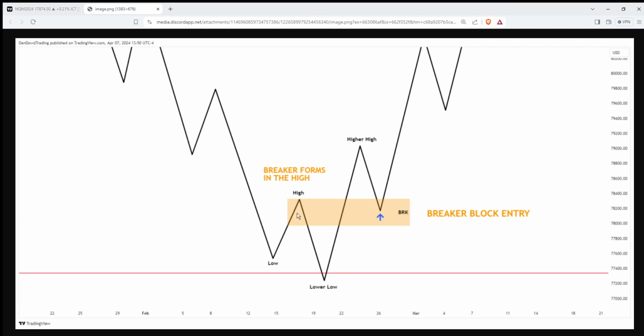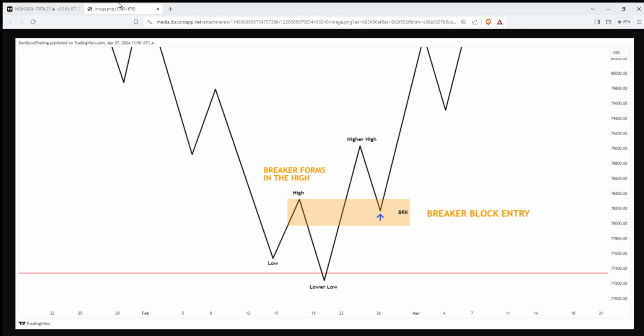In the price leg where price makes the high, we're looking for two things. We're looking for an up close candle, or we're looking for a series of up close candles. ICT teaches that if there is a series of up close candles, you're going to mark that out in the price leg where price makes the high, and you're going to extend that out in time. That is going to be your breaker.